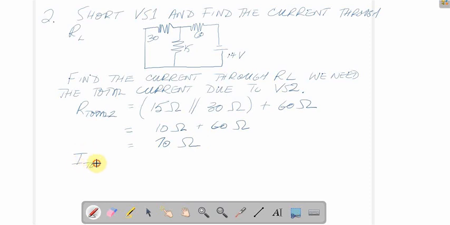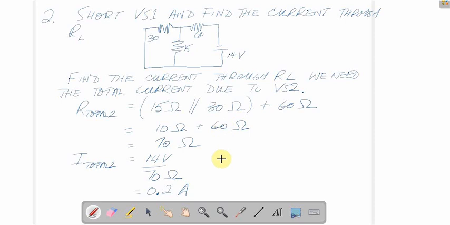The total current then is equal to, well, the source voltage is 14 volts. So it's going to be 14 volts over the total resistance. And that comes out to 0.2 amps. Now that's the total current.